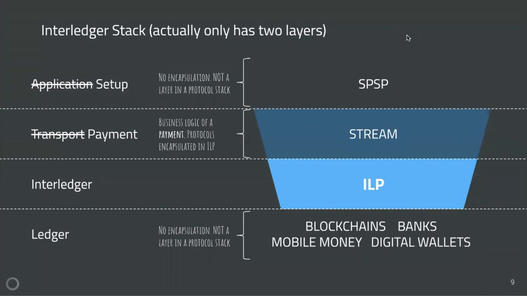So I'm putting forward a proposal to think about that as more of payment protocols than transport protocols, but I know that's probably a fight I'm not going to win. But the most important point is, if you look at the internet architecture and the ILP architecture, the only place where we really have any sort of encapsulation is between ILP and the things that it carries in its data payload. And in our case, that's mostly STREAM.